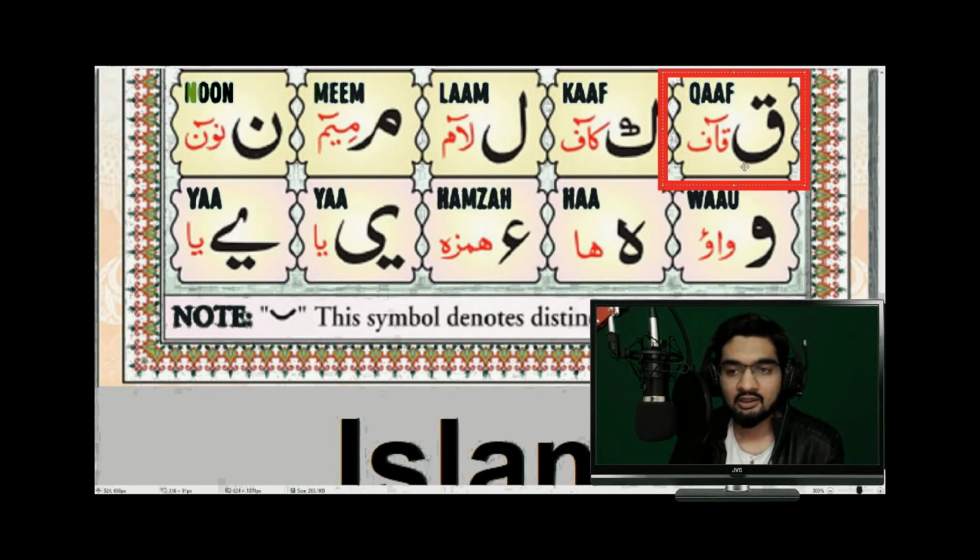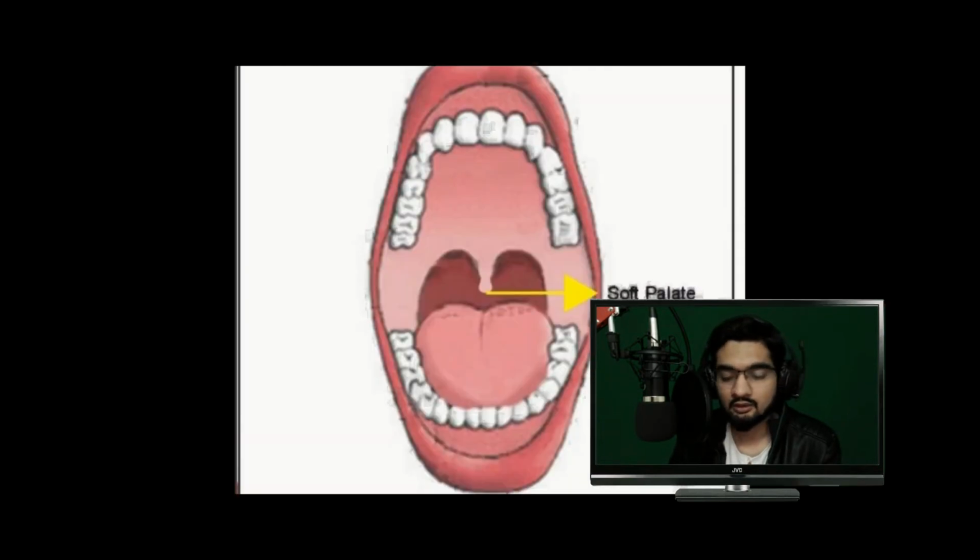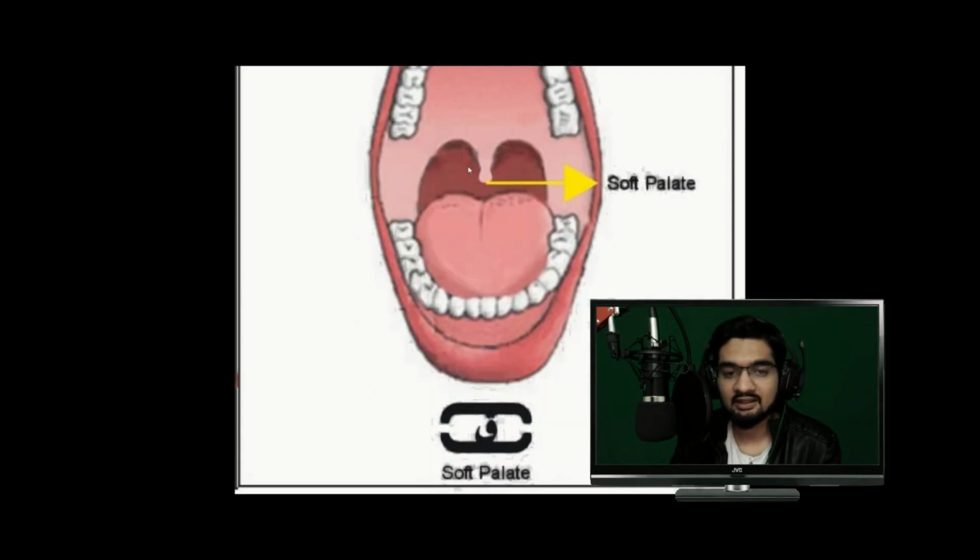The next Arabic alphabet is Qaf, a very thick sound. Qaf is pronounced, as you can see on the screen, from this part of our mouth. It is also called the palate. This is where the sound of Qaf originates from, the soft palate.